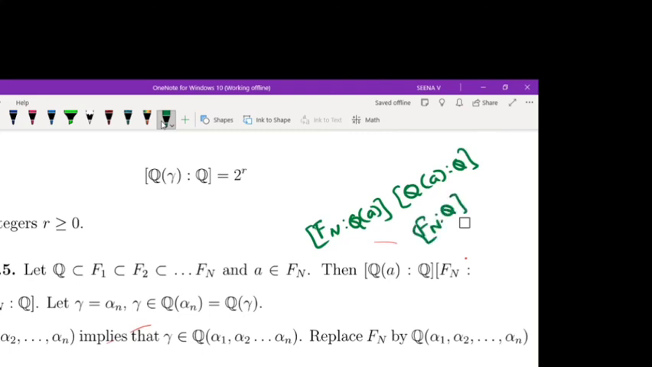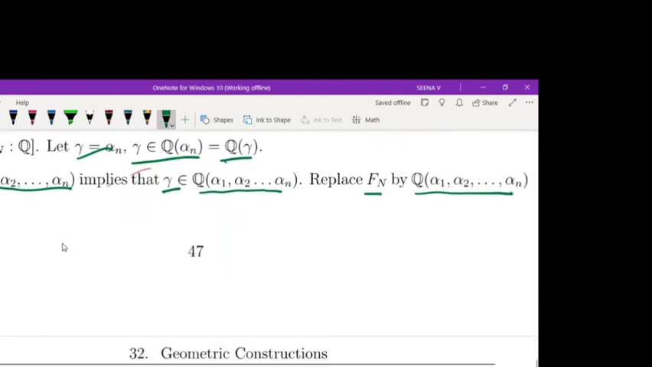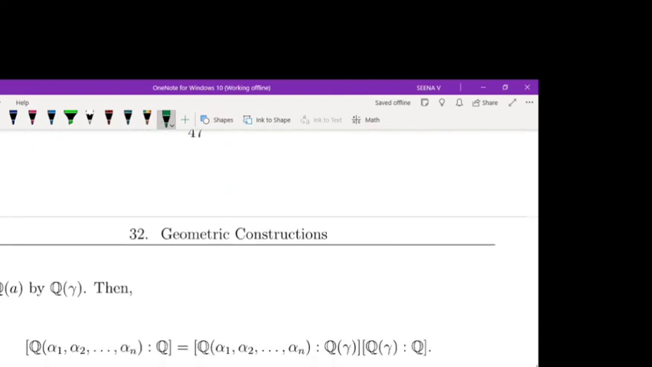Let gamma equal alpha n, so gamma belongs to Q(alpha n). Then gamma clearly belongs to Q(alpha n), which is equal to Q(gamma). Therefore, alpha n belongs to Q(alpha 1, alpha 2, ..., alpha n), which implies gamma belongs to Q(alpha 1, alpha 2, ..., alpha n). Replace Fn by Q(alpha 1, alpha 2, ..., alpha n) and Q(A) by Q(gamma). Then the degree of Q(alpha 1, ..., alpha n) over Q is equal to this. We are using this result here.